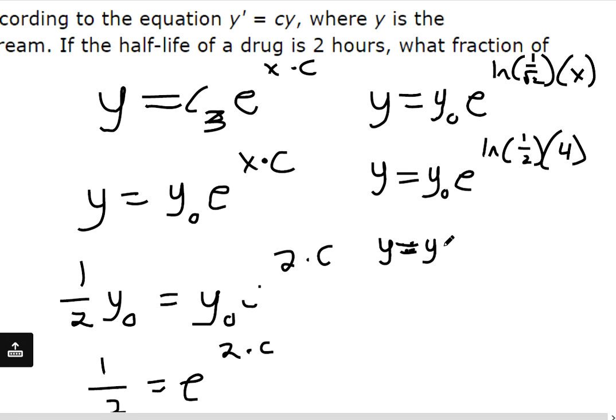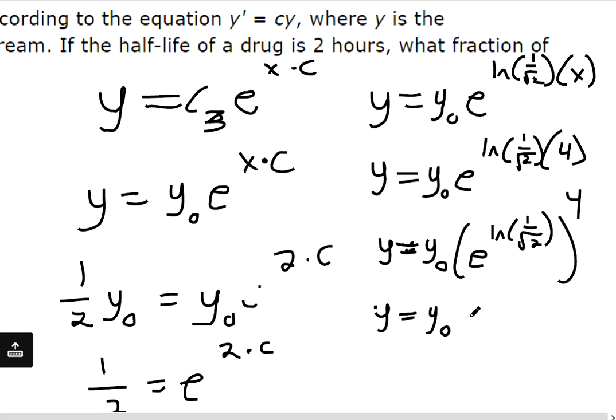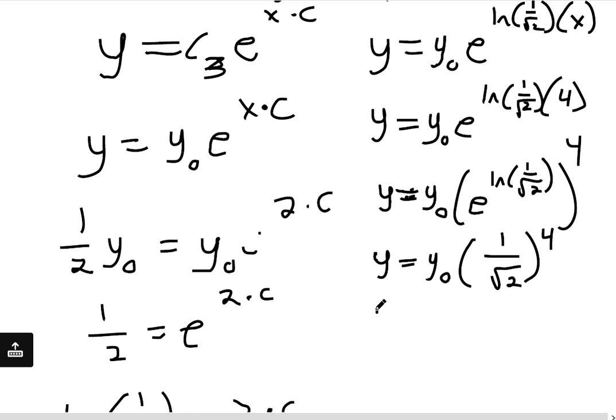We can rewrite this a little bit so that we can have an e and a natural log cancel out. This is e to the natural log of 1 over square root of 2, all to the 4th power. Now that it's just e to the power of natural log, those can cancel out. So we have y sub 0 times 1 over the square root of 2 to the 4th power. So y equals y sub 0 times 1 over square root of 2 times 1 over square root of 2, or in other words, 2 to the 1/2 power raised to the 4th power. That means it's 1 over 4. That's what this is.